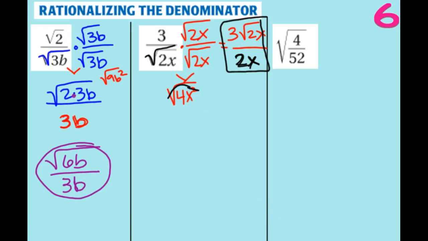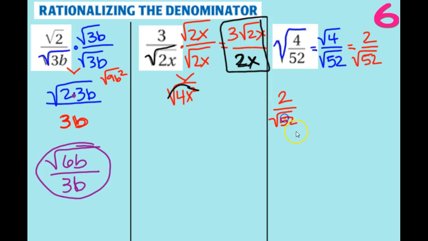Can't simplify anything, so we're done. And back to the whole thing being under the square root. Remember, if you have a fraction, it's the same as the top being under the square root and the denominator under the square root. So the square root of 4 is really just 2, because 2 times 2 is 4. The square root of 52, I don't know what that is, but I'm just going to leave it as the square root of 52 for a second. So we have 2 over the square root of 52.